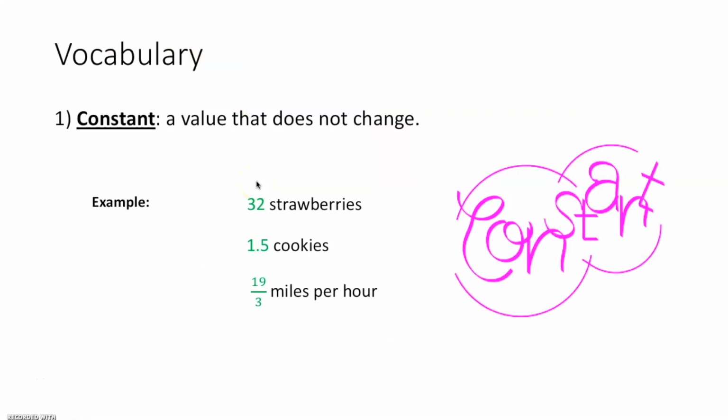First thing we're going to talk about is a constant. That would be a value that does not change. So we're just talking about a specific number. Here you can see we have some examples: 32 strawberries, where this 32 highlighted in green is your constant. It's just a number. 1.5 cookies, where 1.5 is your constant. And 19/3 miles per hour, where 19/3 is our constant. It is a specific numerical value.